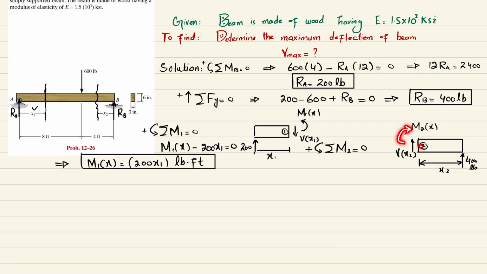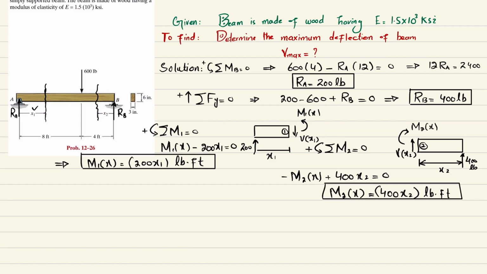About point 2 we have one moment which is m2 of x that is clockwise, so it will be negative, and the other moment is 400 into the perpendicular distance, and this is counterclockwise, so it will be positive. Their sum must be equal to 0. So I will write minus m2 of x plus 400 into x2 is equal to 0. It means that m2 of x is equal to 400 x2 and the unit will be pound into feet. Now you have both these moment equations for coordinates x1 and x2, clear?